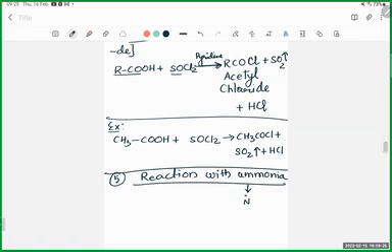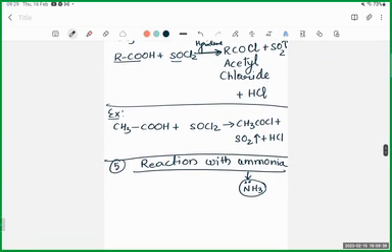Ammonia contains a lone pair of electrons, and the carboxylic acid has a free hydrogen available. That free hydrogen is taken by ammonia and it forms the ammonium salt. That's the reason they show the reaction. You can understand it as a kind of acid reacting with a base.